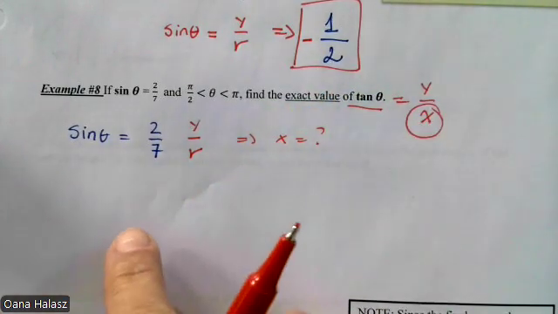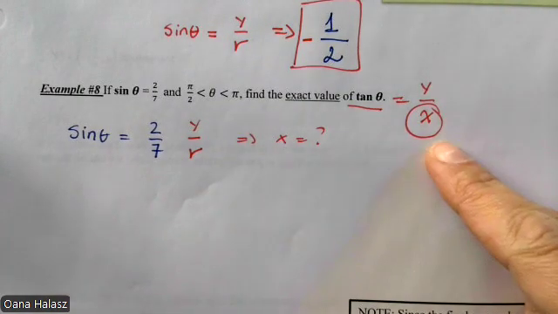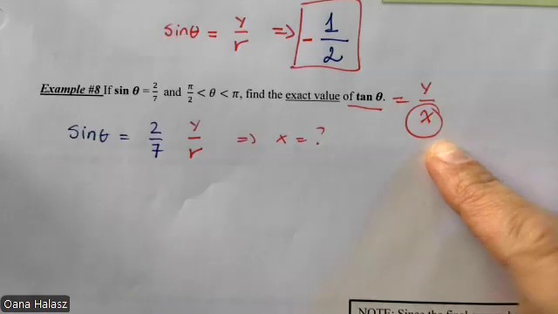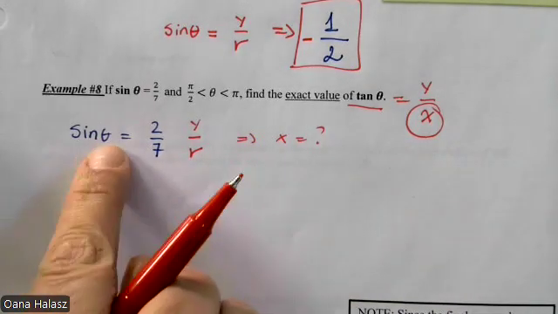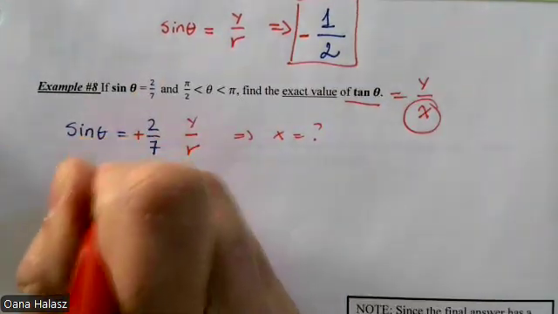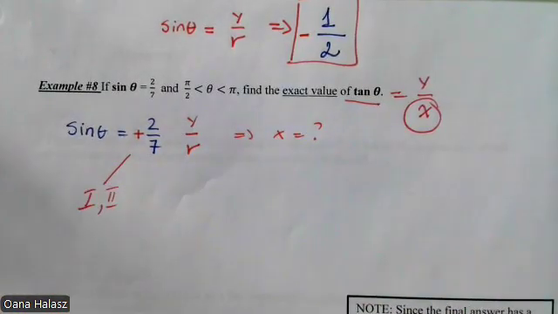Now we need to narrow down the quadrant the angle is in, because once I find X, I'm going to get a positive and a negative value. Which one is it going to be? Finding the quadrant of the unknown angle is going to help me narrow it down. If I only look at sine of theta equals positive 2 over 7, this positive gives me that the angle theta is either in quadrant 1 or 2, because that's the only place where I will get positive values for sine. Here?